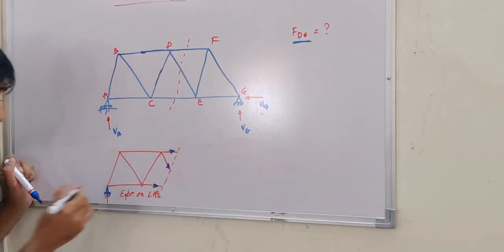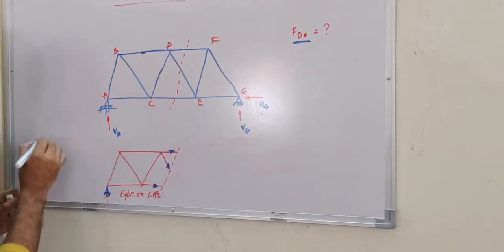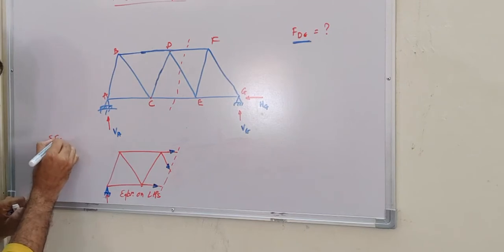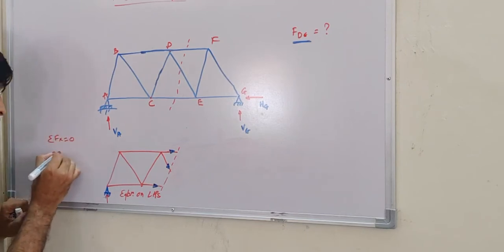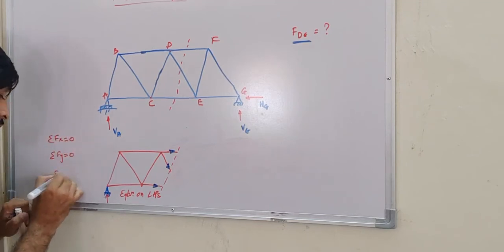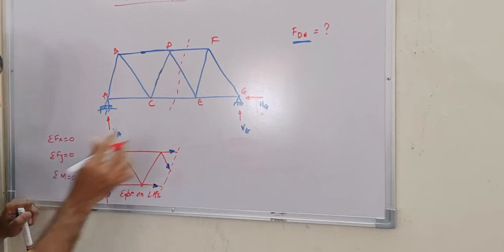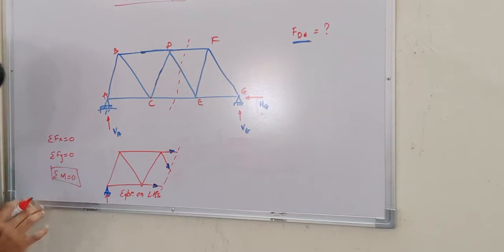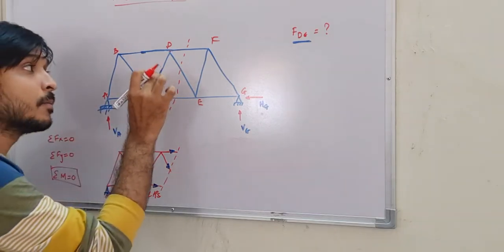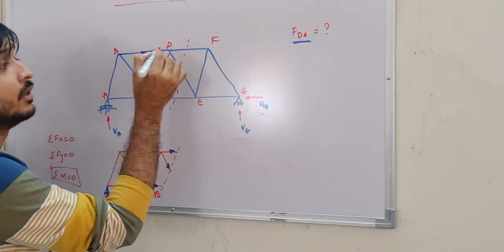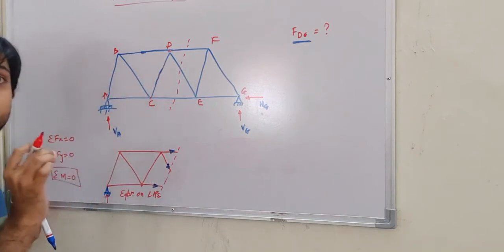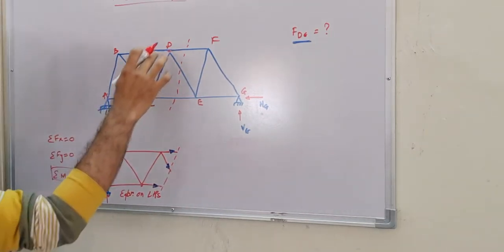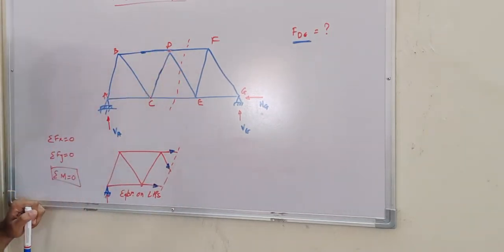How many equations do I get? Because I am considering equilibrium, it means summation of Fx equals 0, summation of Fy equals 0 and summation of M equals 0. Whereas in the method of joints, we have not considered summation of M equals 0. Why? Because in the method of joints, that is equilibrium on the joint, we know the moments in the members are 0, right?